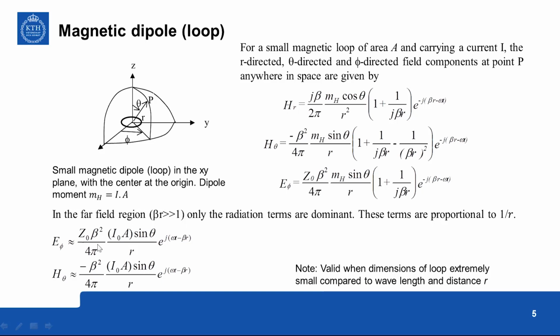Now E field and H field both are proportional to the dipole moment I0 times the area of the loop, and also sine theta. So here also the radiation is maximum when theta equals 90 degrees, in the plane of the loop, and minimum or zero perpendicular to the loop, in the z direction, far away from the loop.